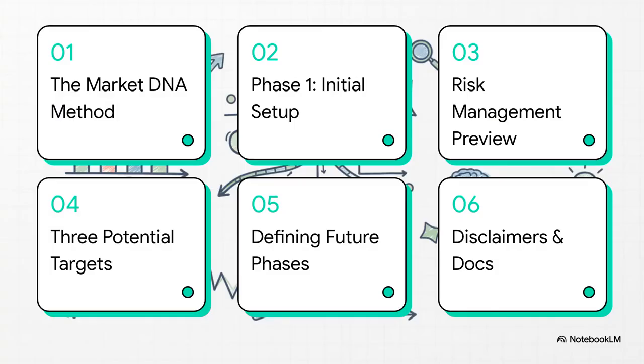Here's a quick look at our roadmap. We'll start by introducing the method itself. Then we'll walk through the current situation, which is phase 1. After that, we'll get into risk management and the potential targets. And finally, we'll define what could happen next and cover some really important disclaimers.